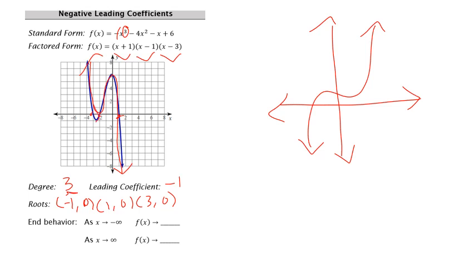But as I go to the left, it's going up. As I go to the right, it's going down. So we just flipped the order of how we write the end behavior, right? Because we're used to it going from negative infinity to positive infinity. But all the other characteristics remain the same.